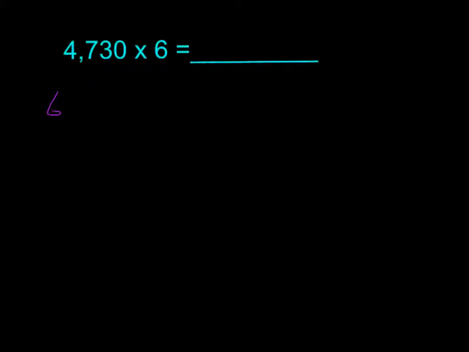So I'm going to put 6 times my value of the 4 there, which is 4,000. And I'm going to put it in parentheses. Plus 6 times my value of the 7, which is 700.